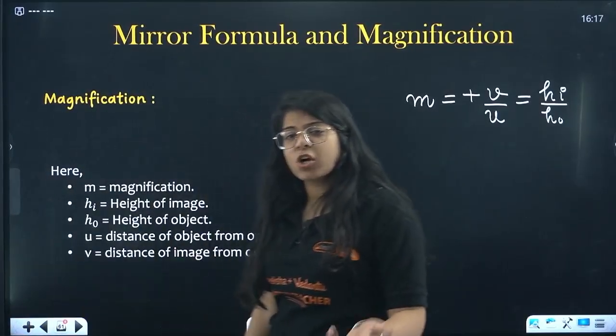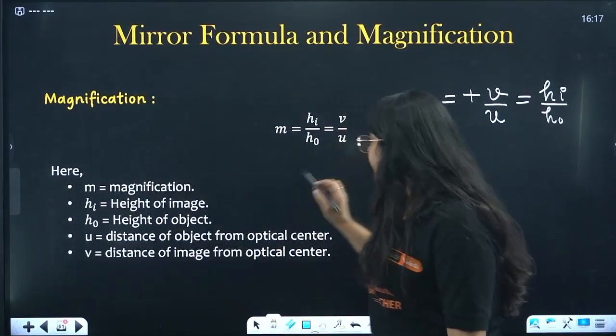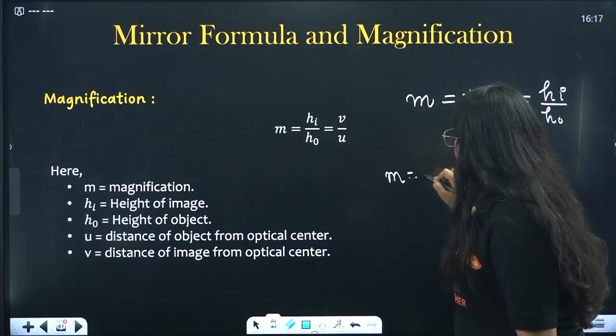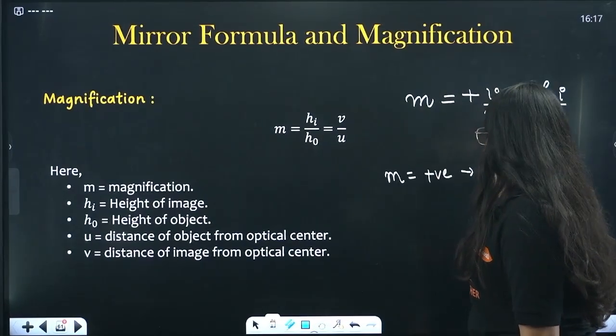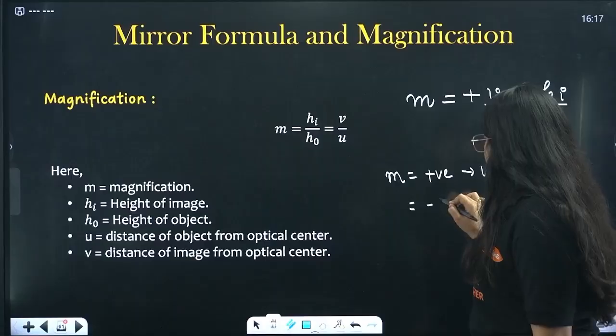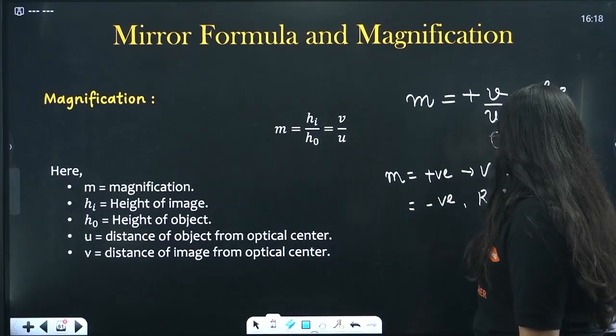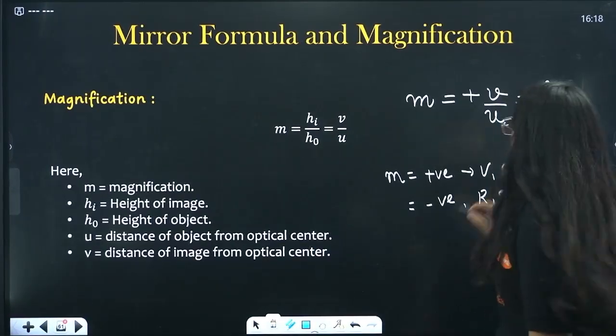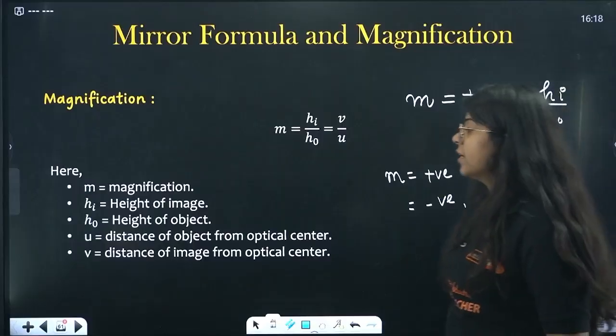Now in this case also this thing remains the same. If the magnification is positive, it is virtual and direct. If it is negative, it is real and inverted. Done. And in this case we don't have a negative sign.